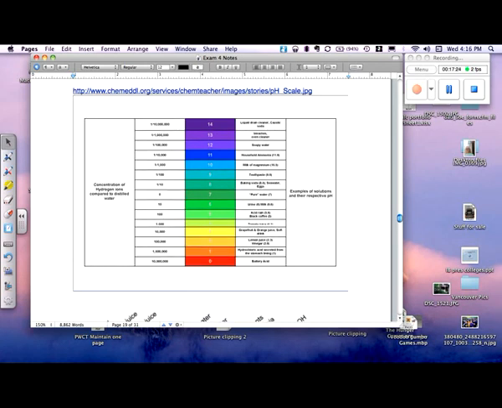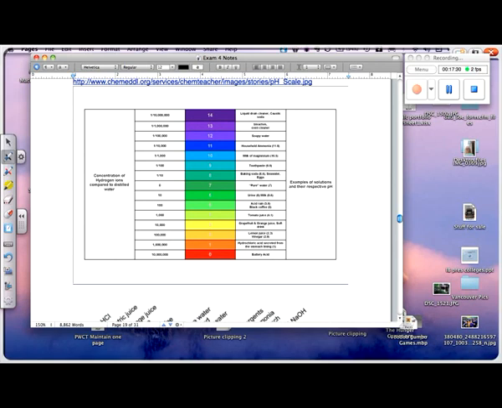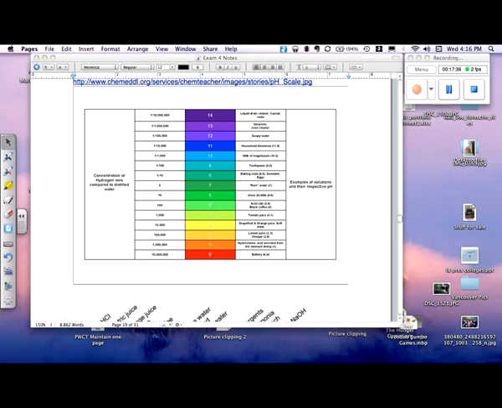Well, let's talk about the pH scale just a little bit before we do some problems. The pH scale, again, is a log-based scale. What we have here in this diagram, and I think I want to blow this up just a little more just for the sake of looking at this diagram.